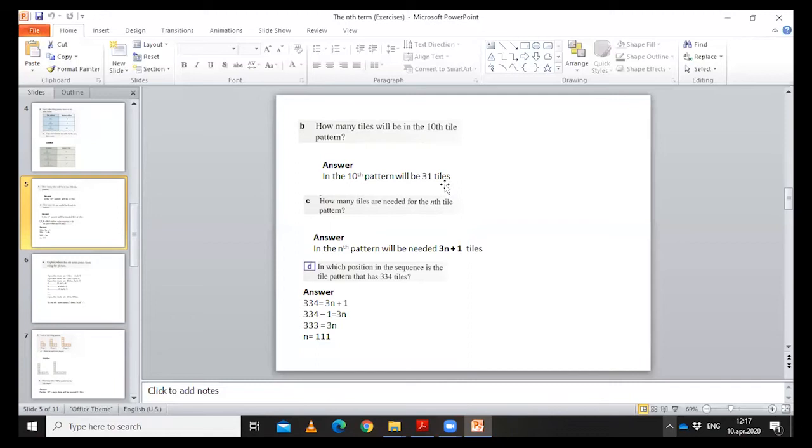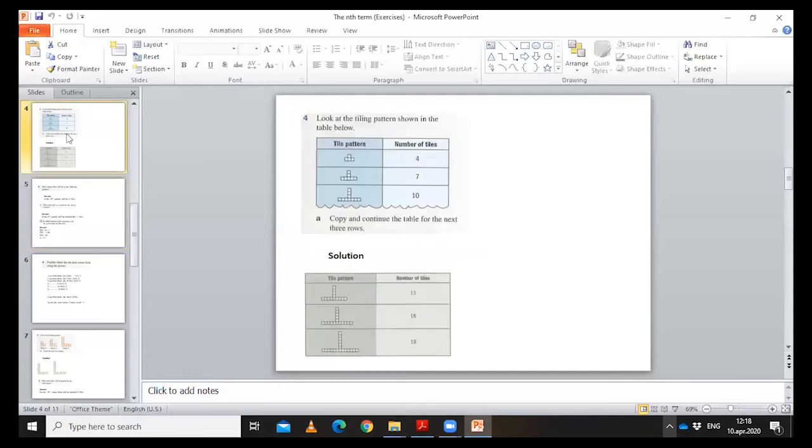Then 28 plus 3 is 31 tiles will be needed in the 10th pattern without drawing the left-hand side part of the table. Now see how many tiles are needed for the nth tile pattern. For the nth tile pattern, we will try to guess, or to find a formula. And the formula in this case would be 3n plus 1. 3n plus 1, pay attention.